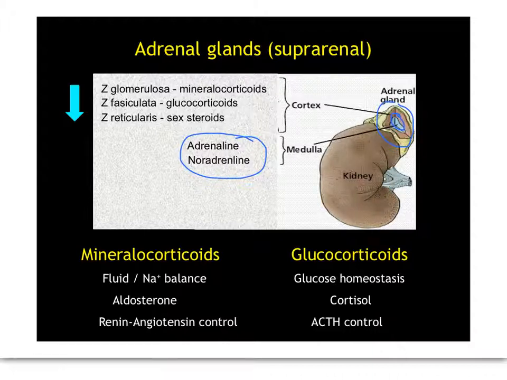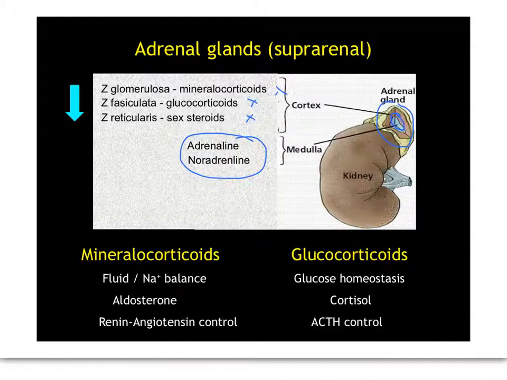But the cortex has a very different embryology, and if you were to look at it under the microscope, you see distinct layers: the zona glomerulosa, the zona fasciculata, and lastly on the inside the zona reticularis, and they give rise to these different types of hormones.